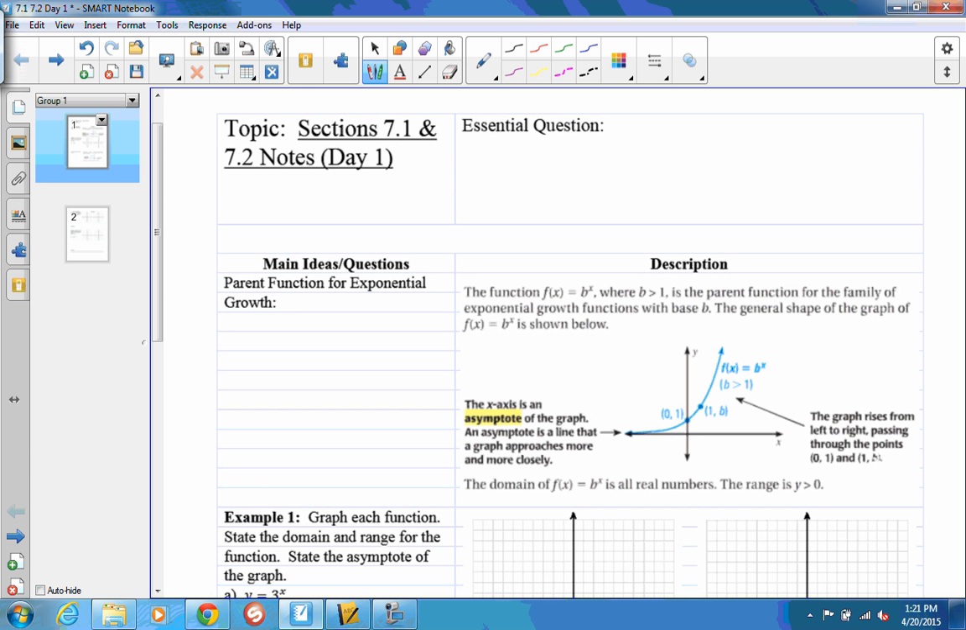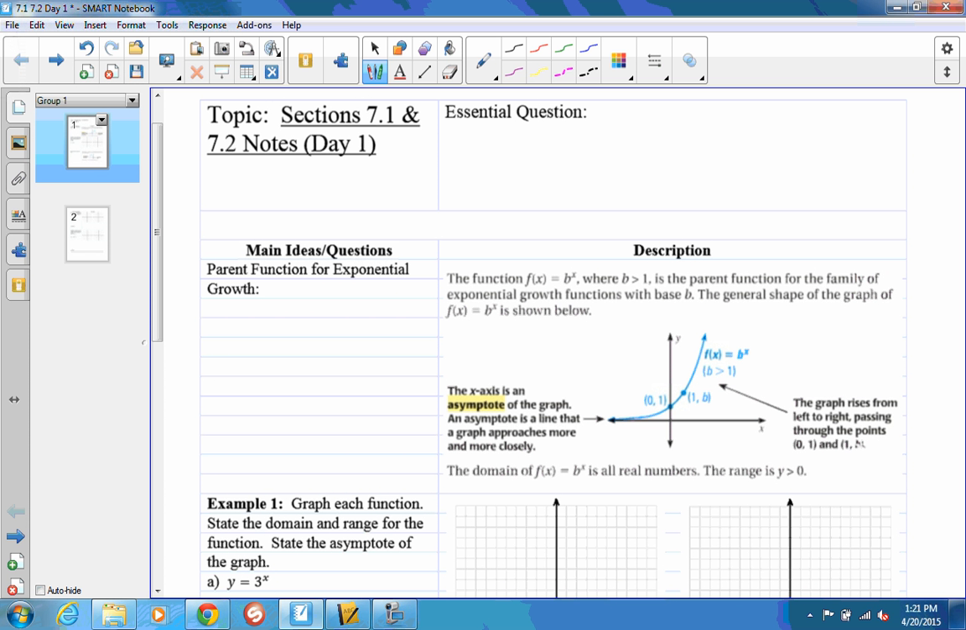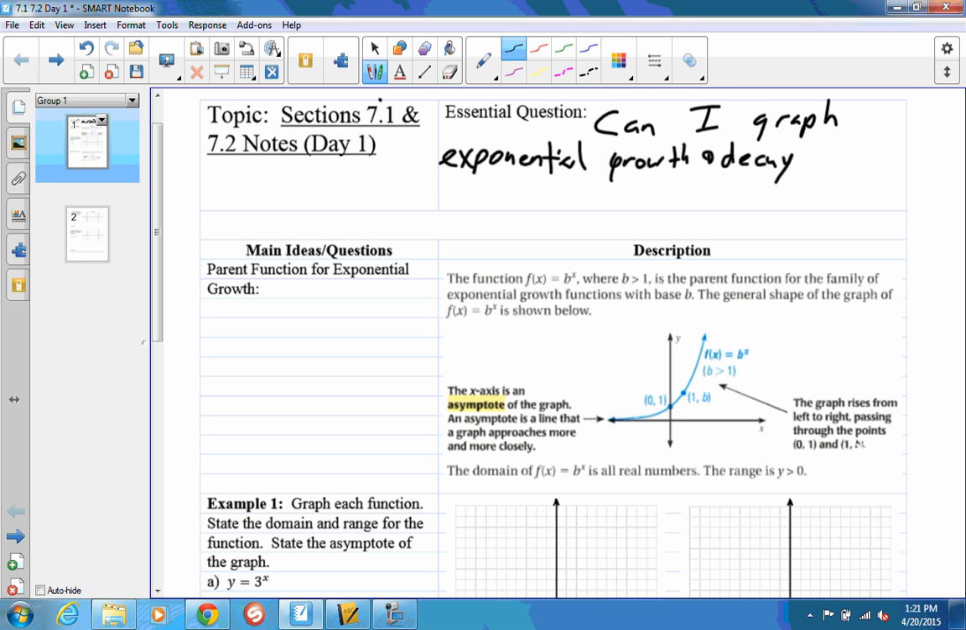Essential question. Can I graph exponential growth and decay? They're functions, actually. All right, so that's the first part.